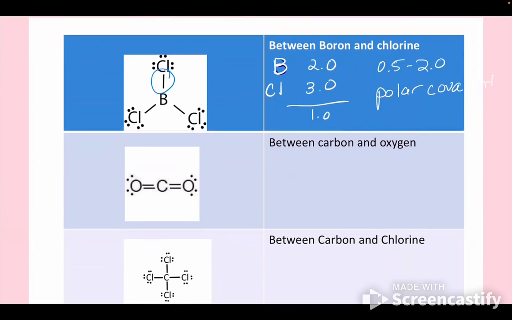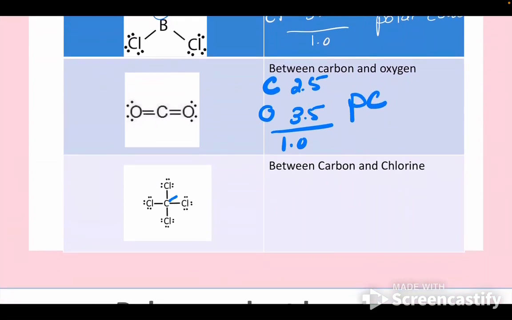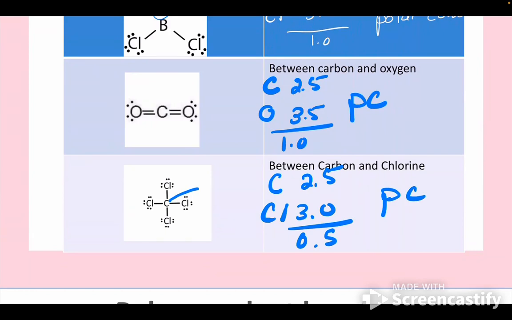So let's keep doing a couple more. This bond between carbon and oxygen: I would just look at the electronegativity of carbon, which is 2.5. Oxygen is 3.5, another difference of 1.0. So this is also polar covalent. And then lastly, we've got carbon, which is 2.5, and chlorine, which is 3.0, and we get a difference of 0.5. So this is polar covalent, but not as polar.